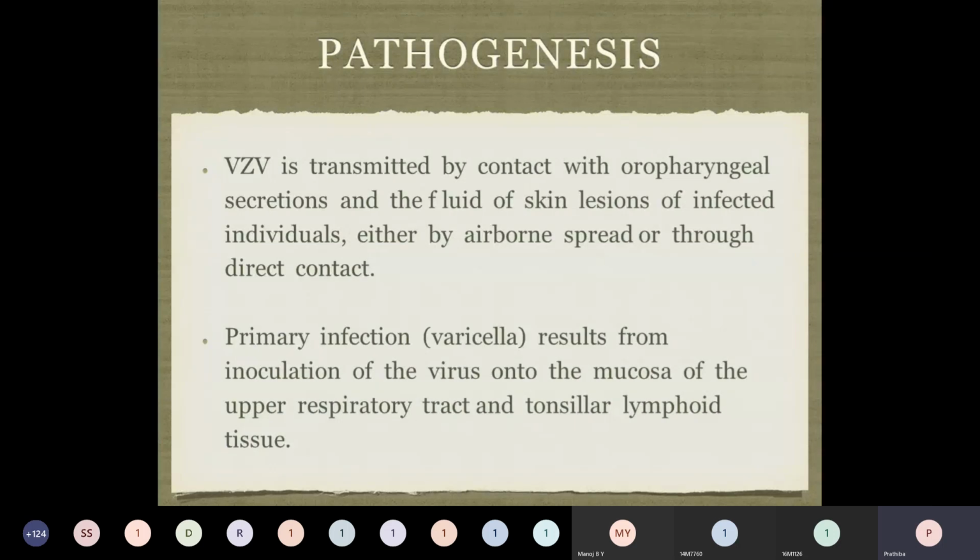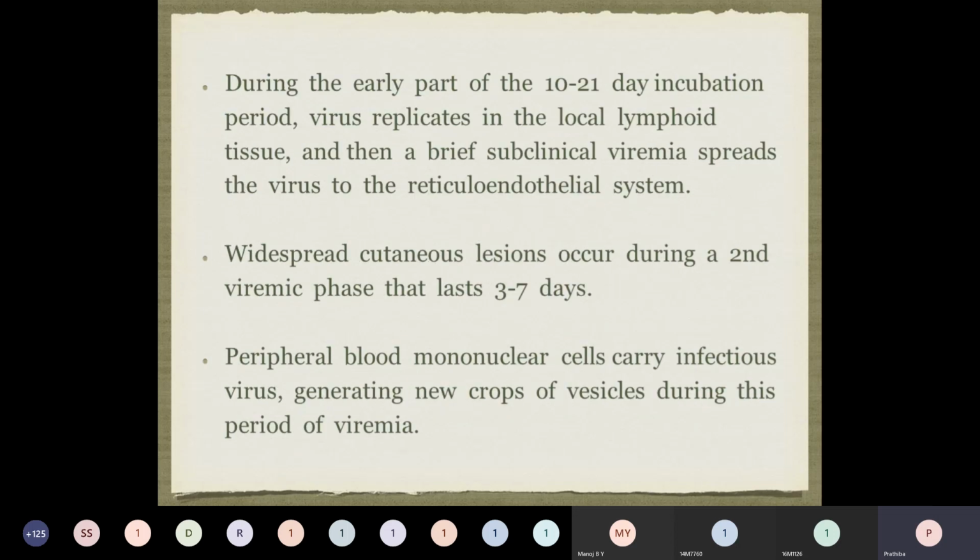It is mainly transmitted by contact with oropharyngeal secretions and the fluid of the skin lesions of infected individuals, either by airborne spread or through direct contact. The primary infection, that is varicella, mainly results from inoculation of the virus onto the mucosa of the upper respiratory tract and also tonsillar lymphoid tissue.